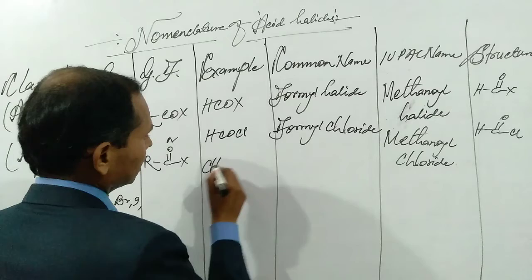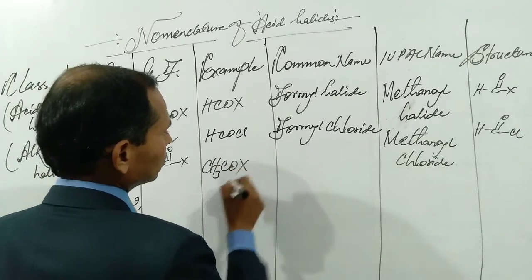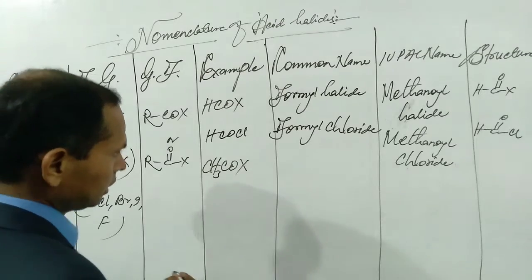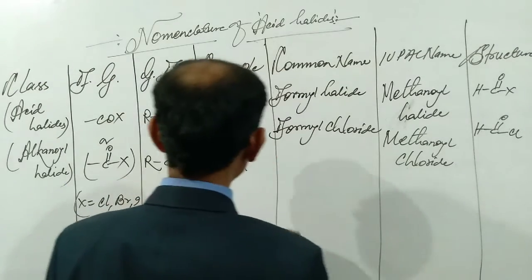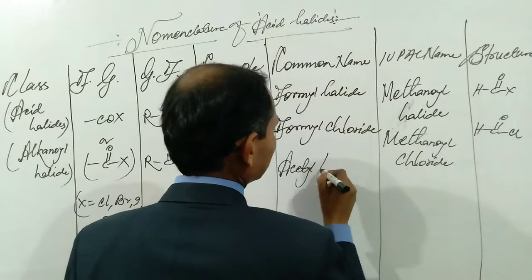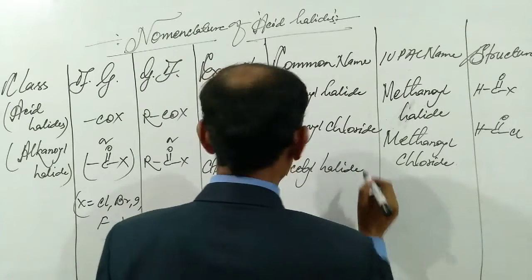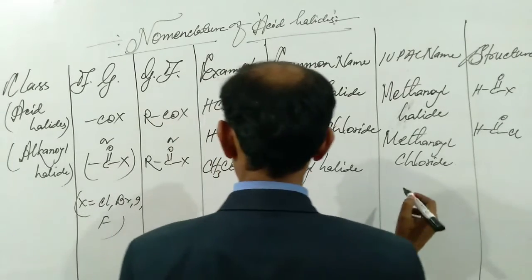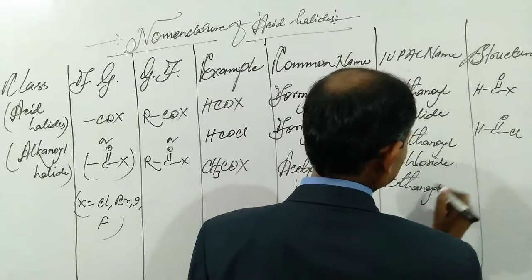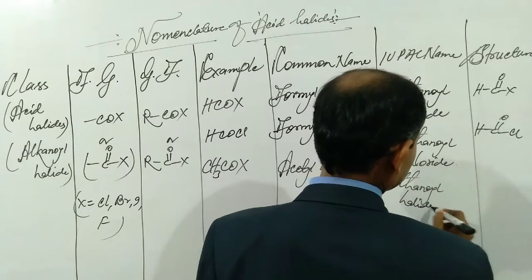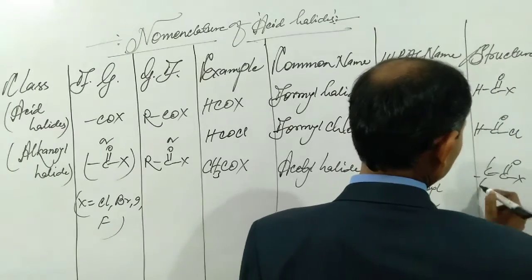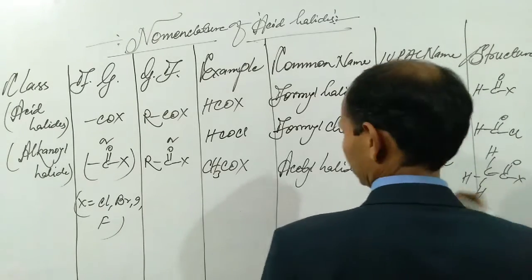In case of CH3COX, the name of such compound is acetyl halide. The IUPAC name will be ethanoyl halide. And this is the structure of the respective compound.